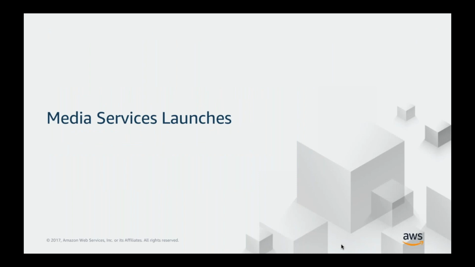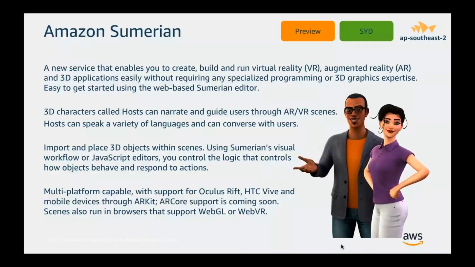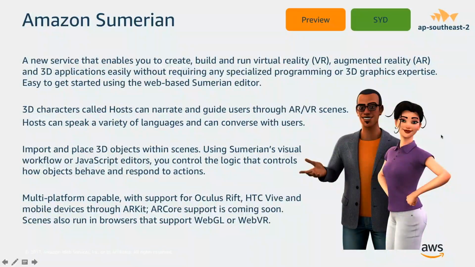The first service that I'd like to talk about here was recently launched at the Midnight Madness event. It's called Amazon Sumerian. Sumerian is a web-based IDE that allows developers to quickly and easily work with virtual reality, augmented reality, and 3D applications without requiring any specialized programming experience. It takes 3D asset files that you can upload in either an FBX or an OBJ format. You can apply animations to those objects. You can script logic that controls the behavior of these objects using a visual editor or a JavaScript-based editor.